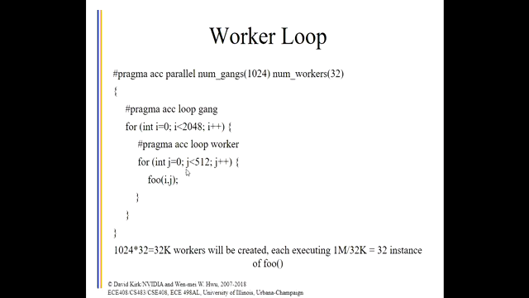because we have about a million total repetitions of this foo, right? 2048 times 512. That's a million, 1 meg. And 1 meg of these execution instances will be divided up by the 1024 times 32 workers eventually, and they will be each executing 32 instances of that foo. Okay, so if you do it this way, you control.